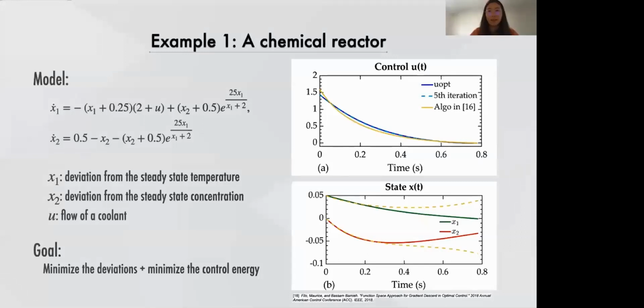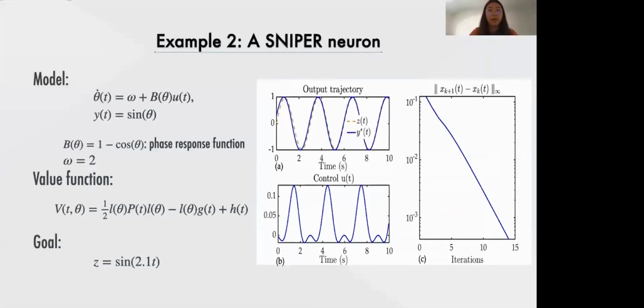To validate effectiveness of this method, we first apply this method to a nonlinear model of a chemical reactor with linear outputs to minimize the deviations of the states as well as minimizing the control energy. And we can see the result is very nice in terms of it's converging after 5 iterations. Also, we can apply this iterative method for a nonlinear model of a neuron with nonlinear output. And we can see from the result that it's nice and satisfying in terms of tracking the given target signal.